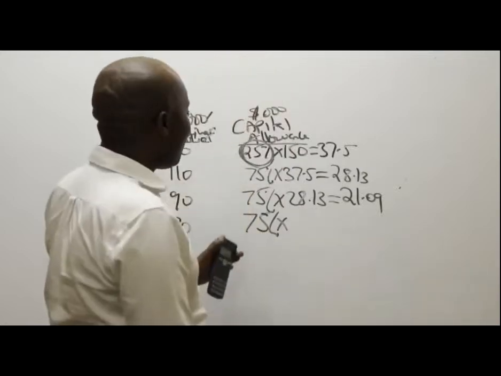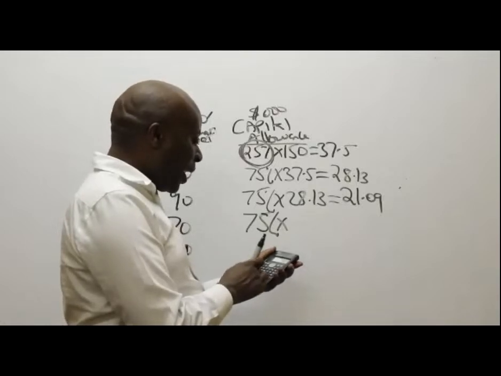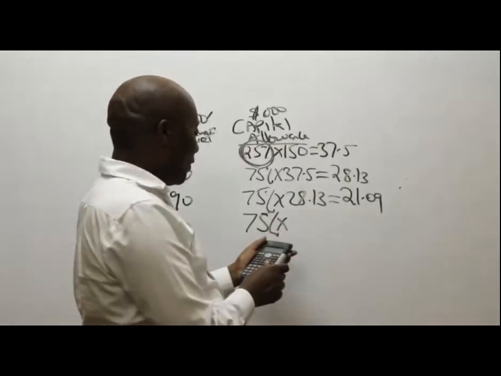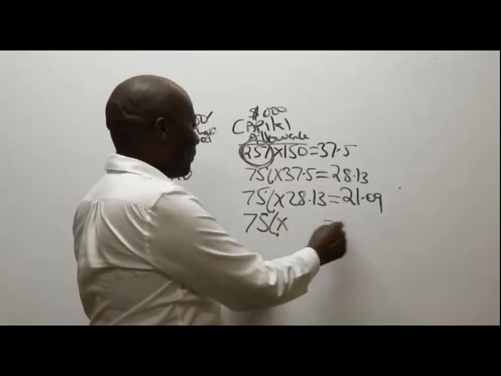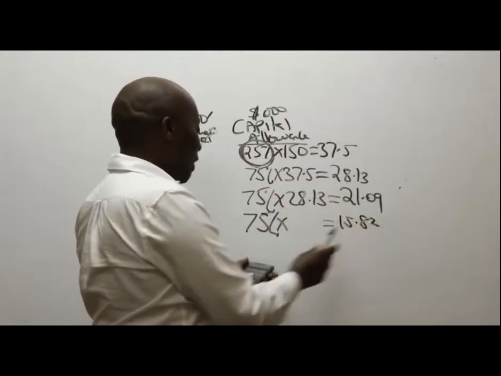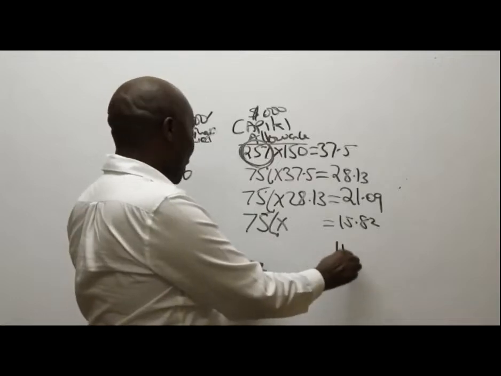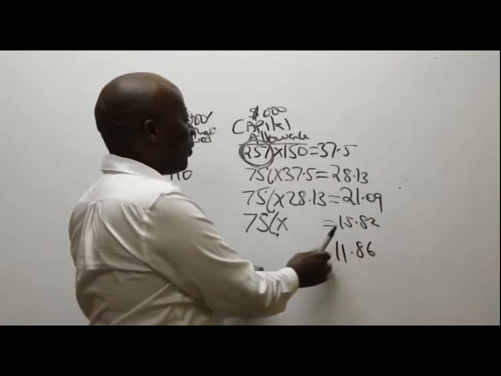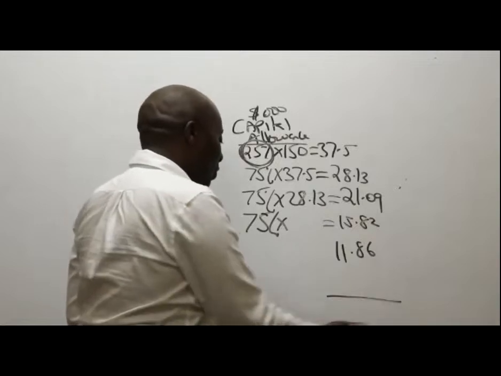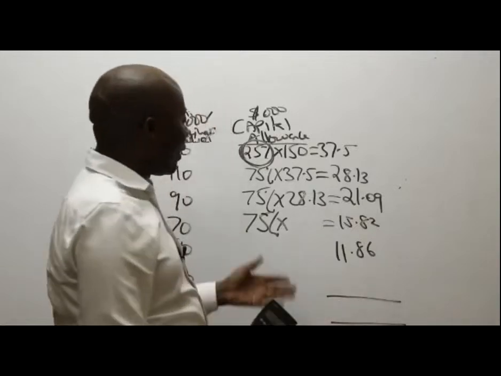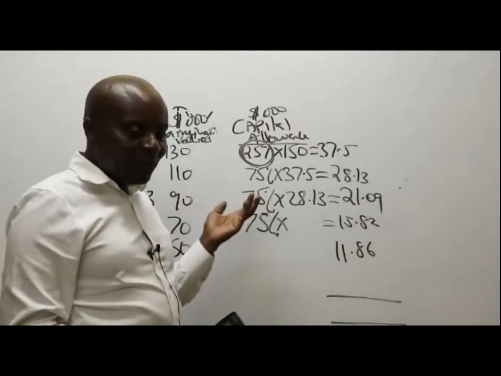So hapo unakuja unasema 75 times 21.09. Times 0.75. Inakuja 15.82. Unaendelea times 0.75. Unasema hapa ni 11.86. 1 2 3 4 5. Nikija ya mwisho, ladies and gentlemen, ya mwisho ugongi na ile percentage ya 75%. Ya mwisho huwezi tumia percentage.